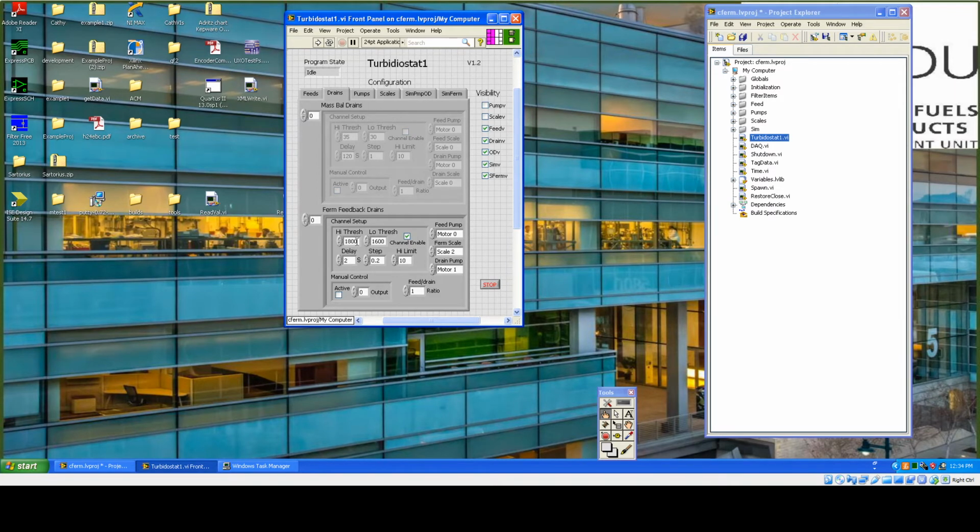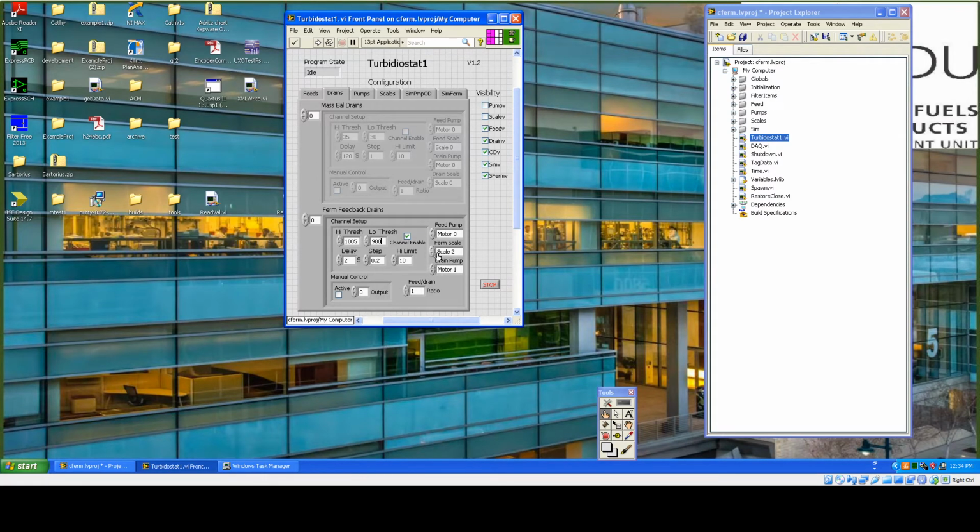We can change these after it's running, but let's change it now. Let's change this to 1005 as our high limit, and our low limit let's set at 980. These are all in grams. Here we're saying we are going to be monitoring feed pump 1, looking at fermenter scale 2, and our drain pump is going to be motor 1.